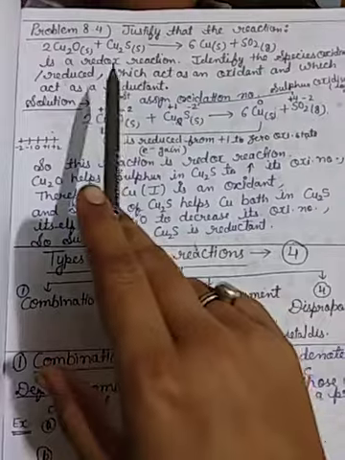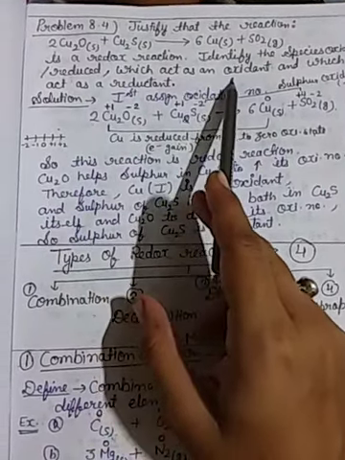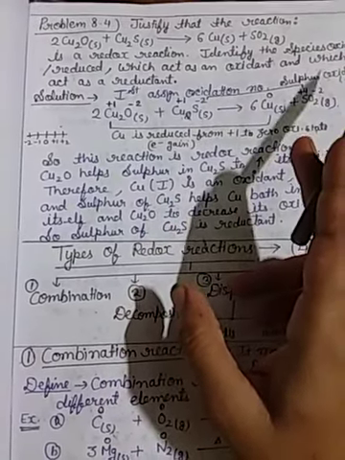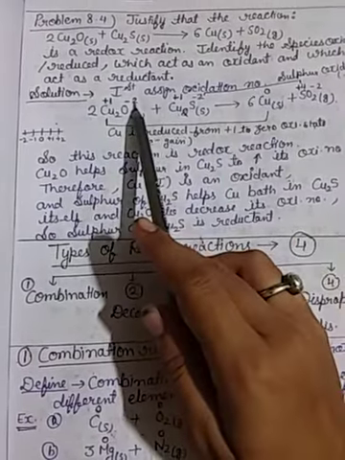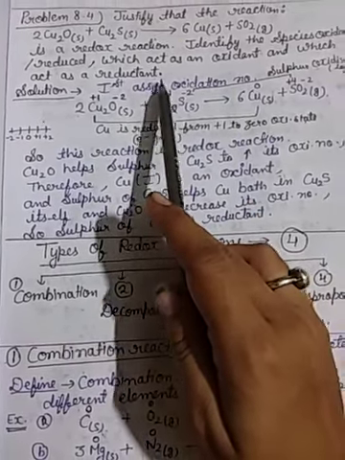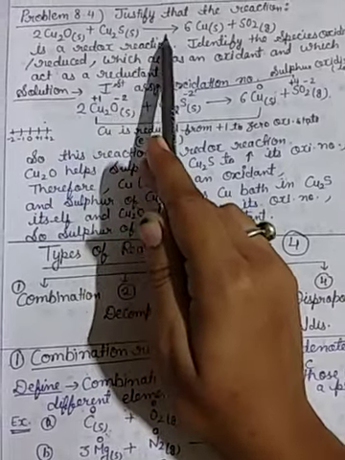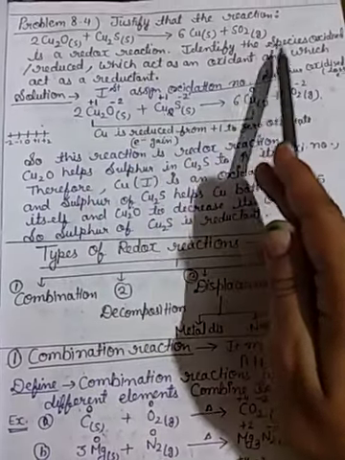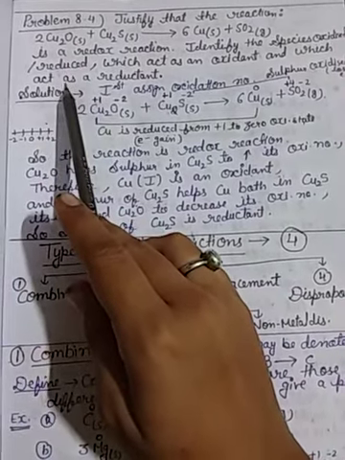Here are two terms. First, oxidant. Those reagents which carry out oxidation are known as oxidants, and those reagents responsible for reduction are known as reductants. Whenever oxidation and reduction both occur in a reaction, it is known as a redox reaction. So here, identify the species oxidized, that is, which has been oxidized and which has been reduced.